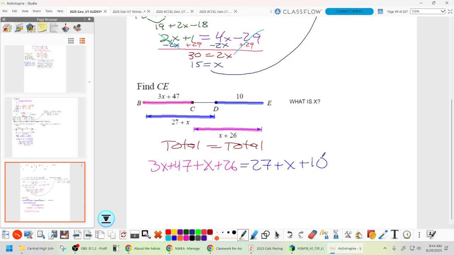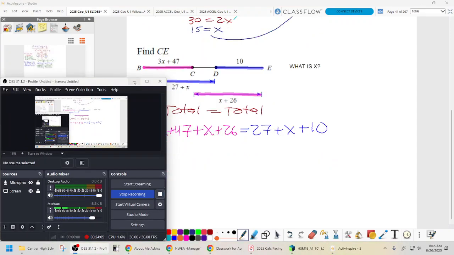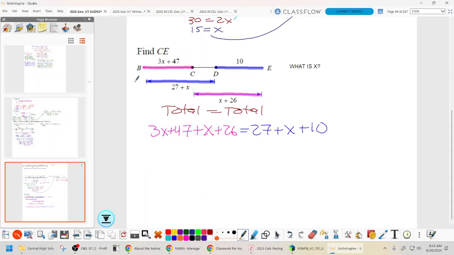If you haven't solved that, I'm going to give you about half a minute. Okay, over here we're going to combine our like terms. So we have 3x and x, that makes 4x. 47 and 26 makes 73. Over here we have 27 and 10. So 37. Okay, what's a good next step?